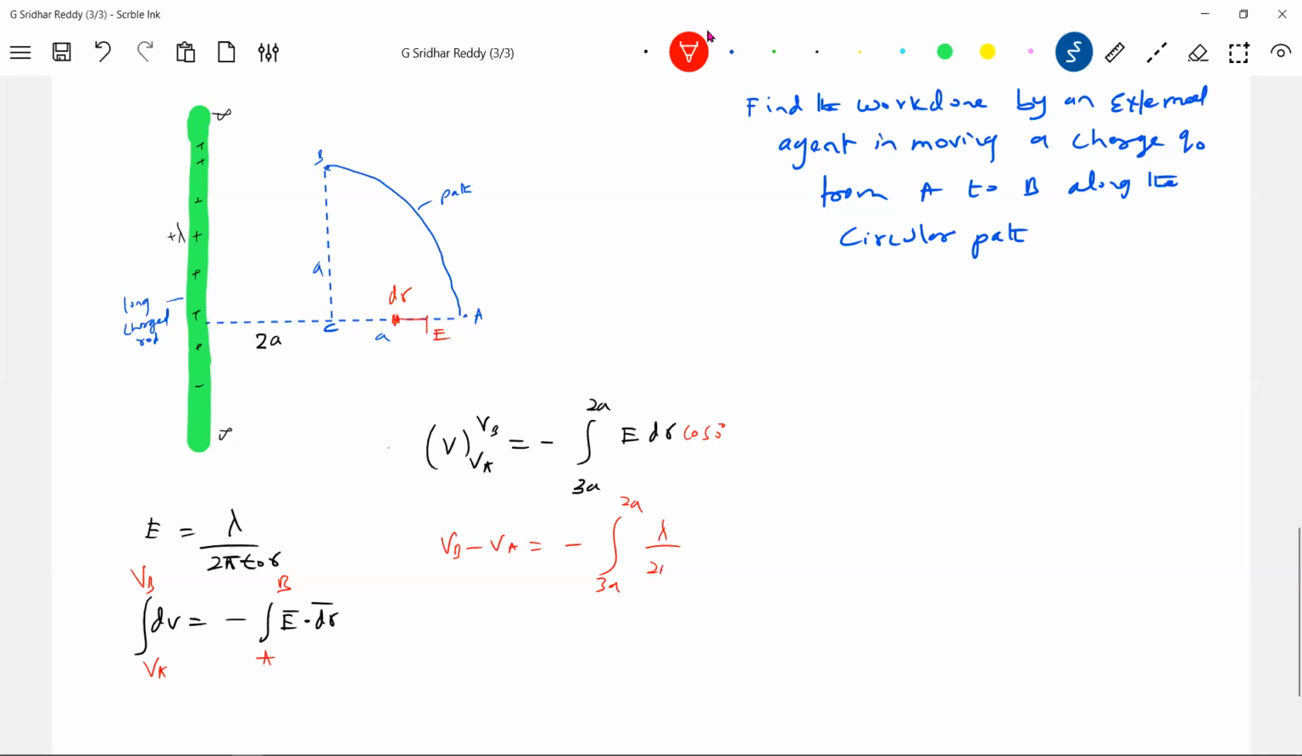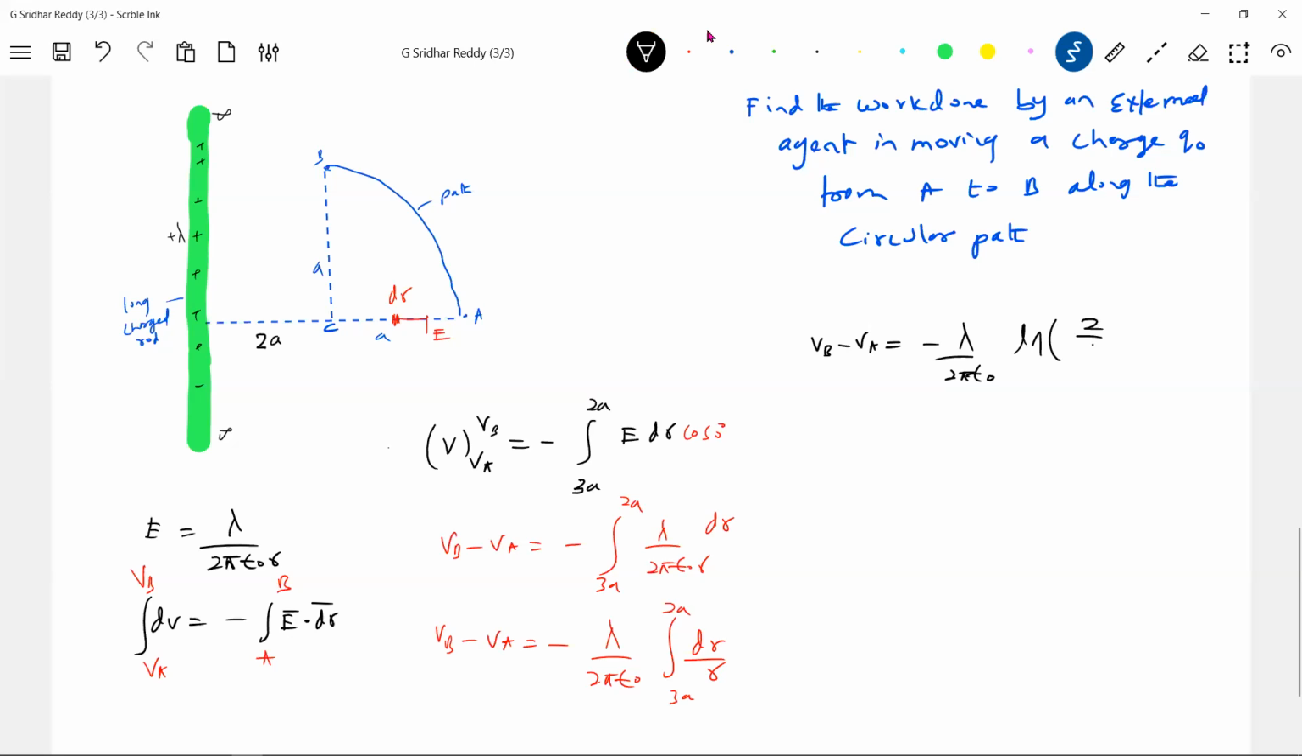What is the value of E? Lambda by 2 pi epsilon naught r, at some arbitrary point, into dr. Okay, this will be VB minus VA equal to minus integral from 3A to 2A of lambda by 2 pi epsilon naught r dr, which is equal to lambda by 2 pi epsilon naught. This will become log of 2 by 3. Further, it will become log of 3 by 2.